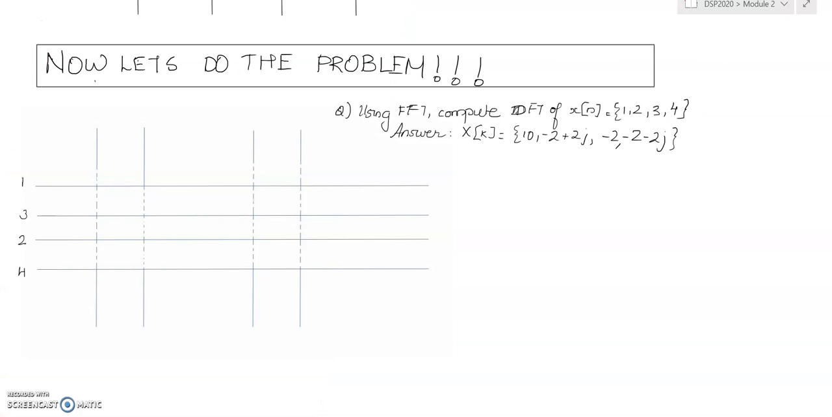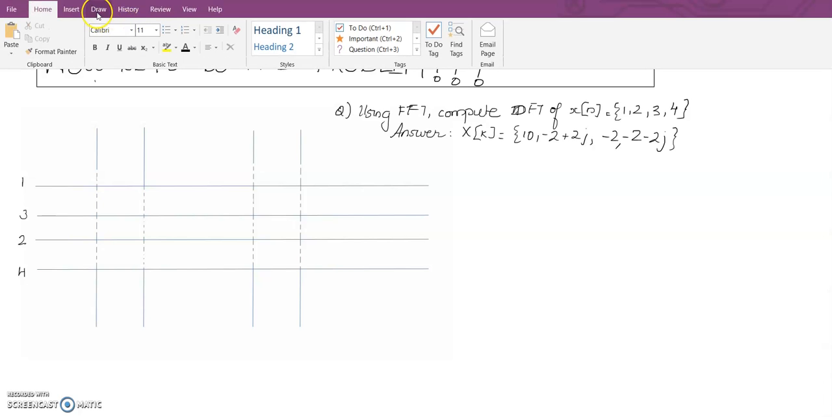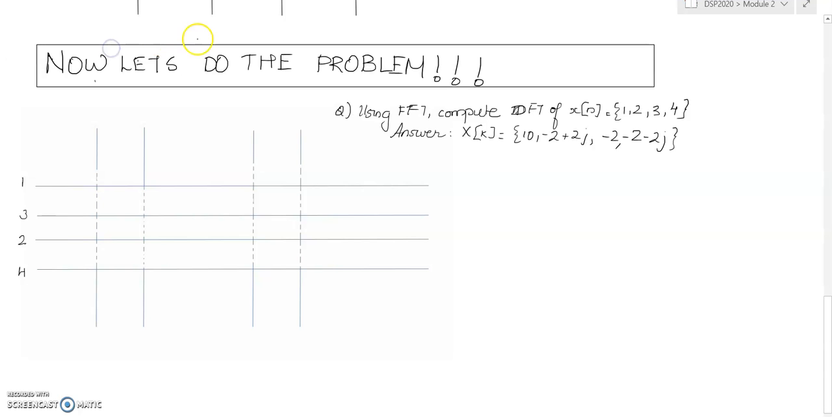Okay guys, so now let's do the problem and we'll find out what are the exclusive features of doing FFT. So the question is as follows. Using FFT, compute the DFT of x of n = 1, 2, 3, 4. And we already have done this problem.